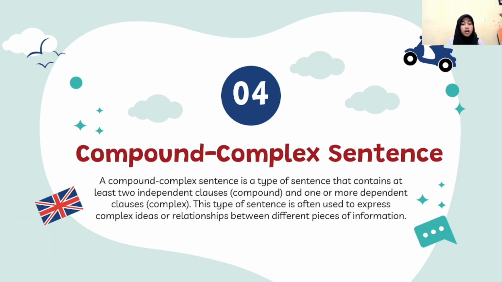And the last one is compound complex sentence. A compound complex sentence is a type of sentence that consists of at least two independent clauses and one or more dependent clauses. This type of sentence is often used to express complex ideas or relationships between different pieces of information.